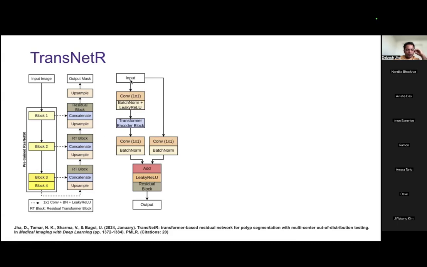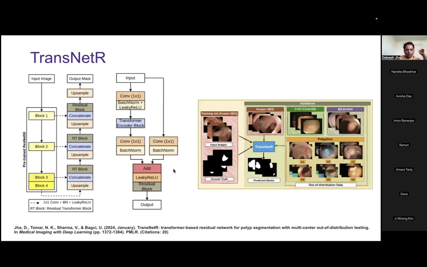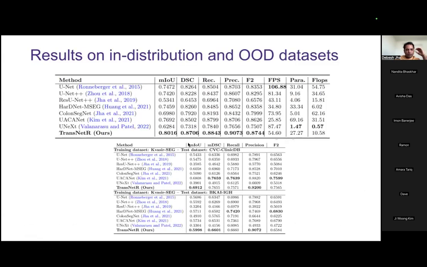So for the RT block, you have the input feature which is passed through one by one convolution, and then you perform operations such as batch normalization and leaky ReLU, and you pass it through the transformer encoder block for long-term dependency and also self-attention. So it improves the performance, and then pass through one by one convolution, batch normalization, etc. And then we did out of distribution testing. What we observed was that we got state-of-the-art result when we compare with the other architectures in the literature for both in distribution dataset and out of distribution dataset.